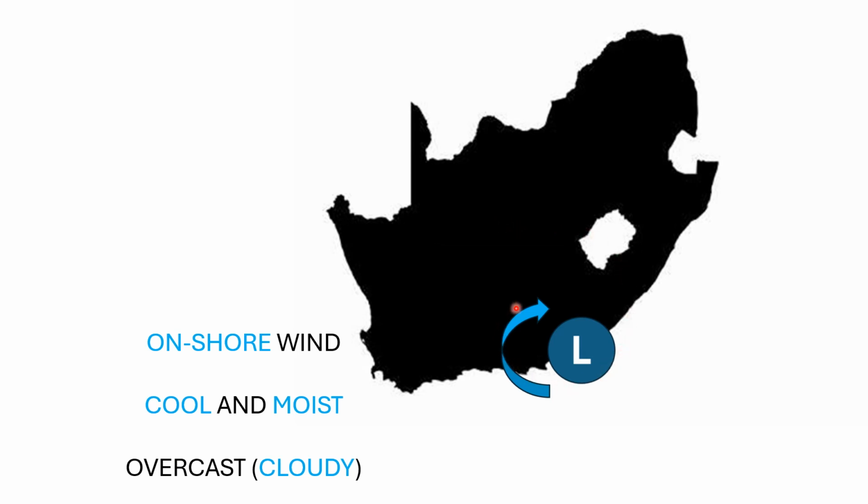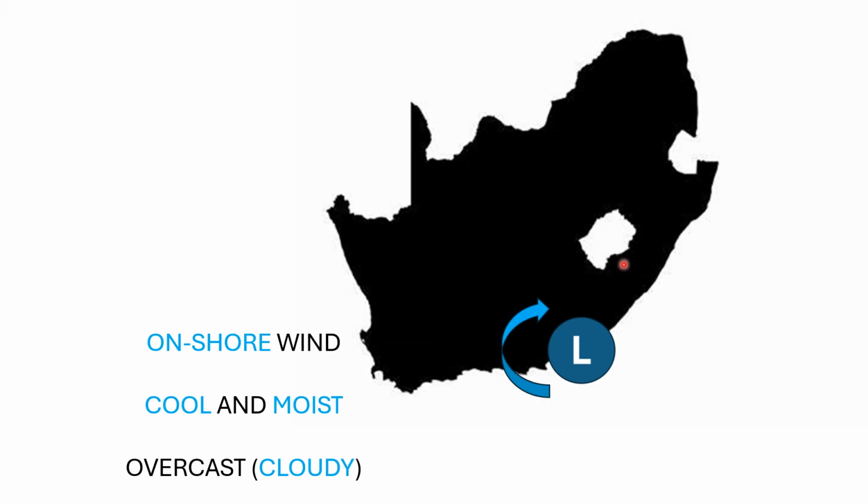The rotation of the wind around the low pressure is clockwise. Behind the coastal low, we're going to have winds that blow onshore. In other words, they originate over the ocean and they blow onto the coastline. These winds are cool because they originate over a body of water, but these winds are also moist because the wind evaporates water as it blows over the ocean. These onshore winds that are cool and moist create cloudy and overcast conditions behind the coastal low.